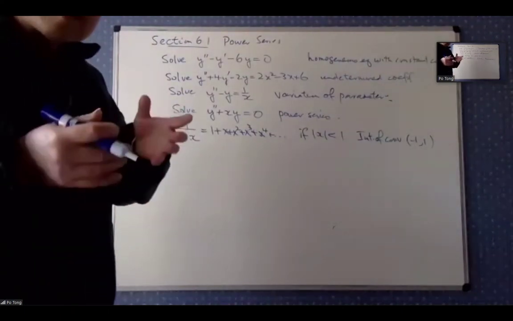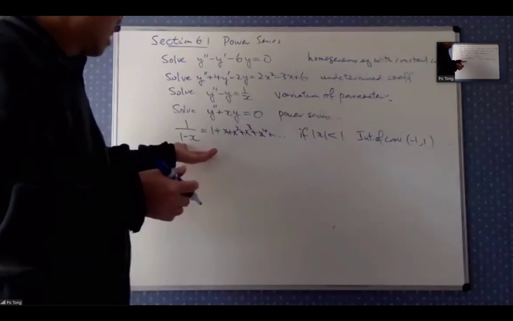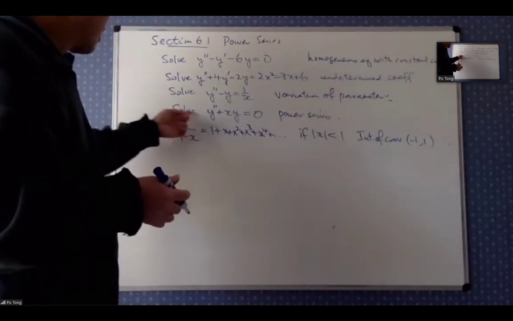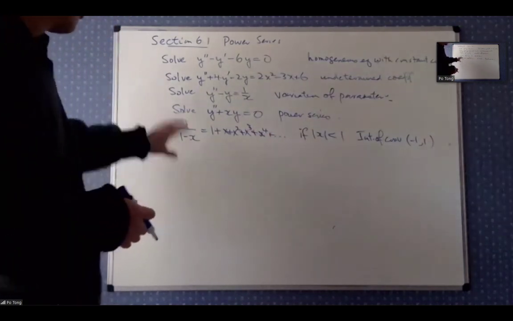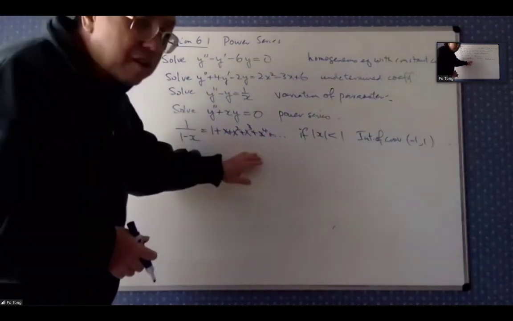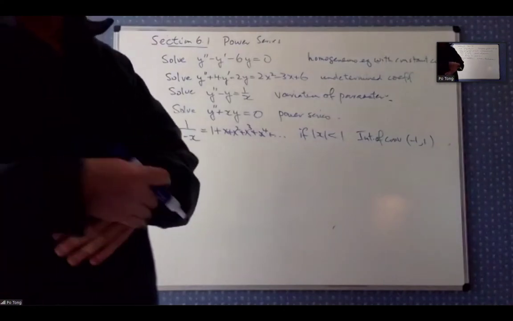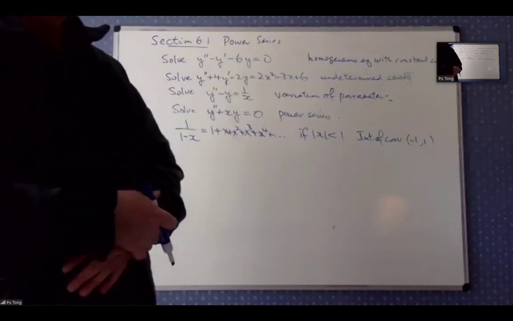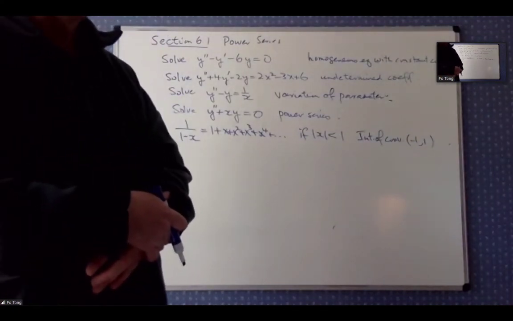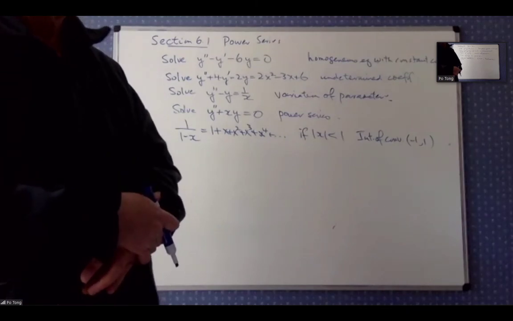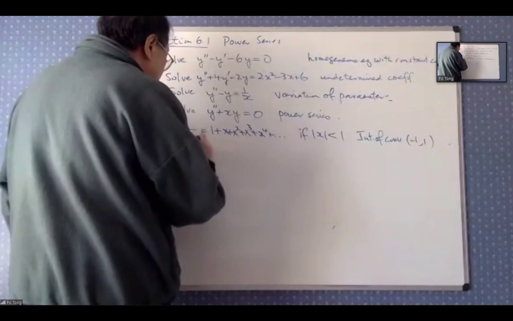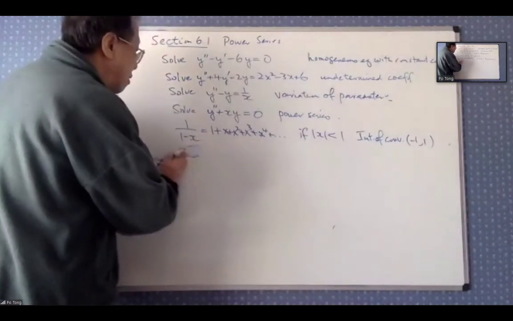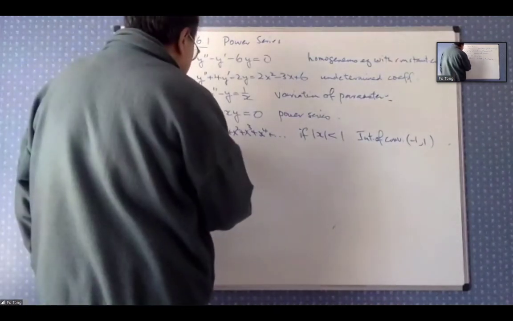You guys understand what this is saying? It's writing this function in terms of a series. So this function can be represented by a polynomial of infinite degree. Oh, by the way, I can write this in summation notation.